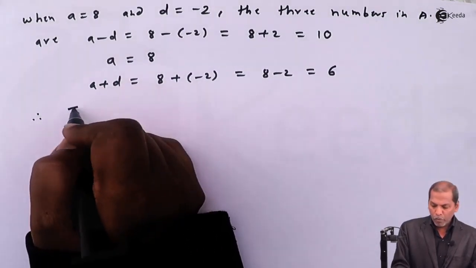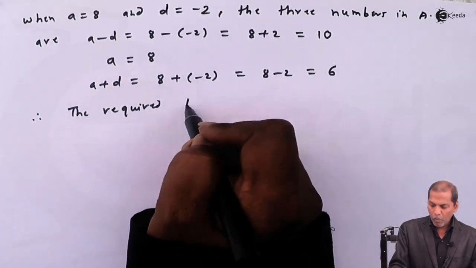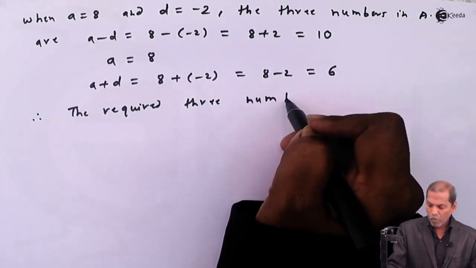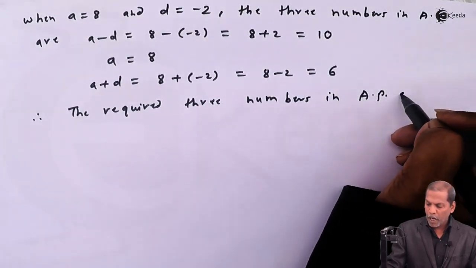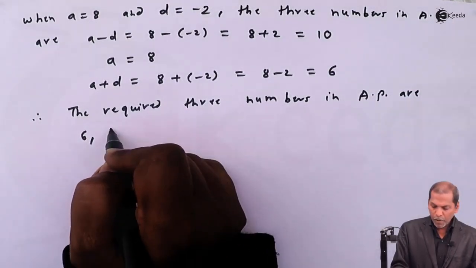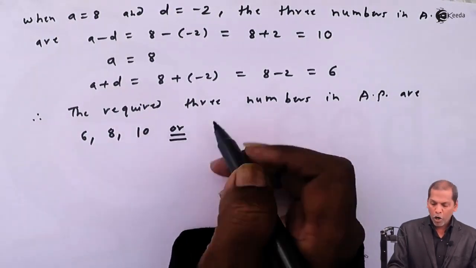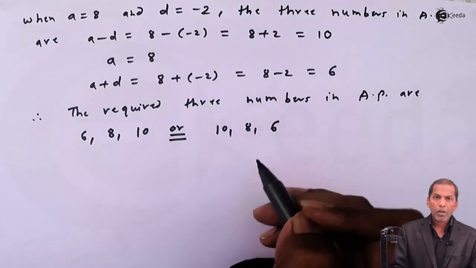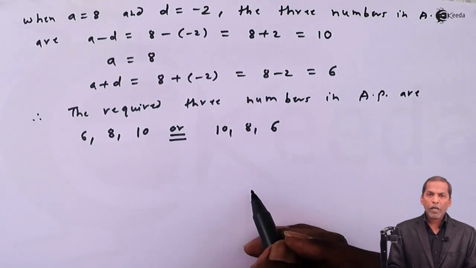And therefore the required three numbers in AP are 6, 8, 10 or 10, 8, 6. So this is the required solution of the given problem.